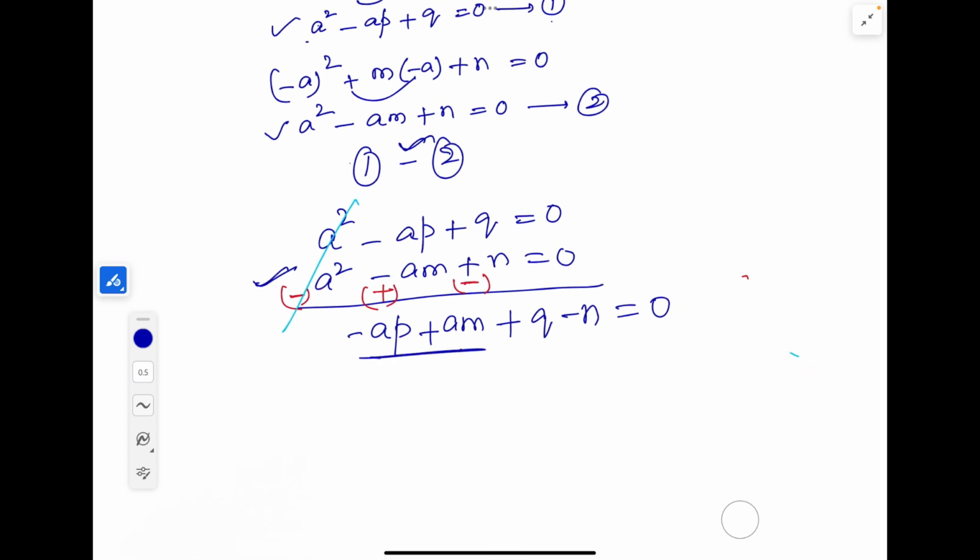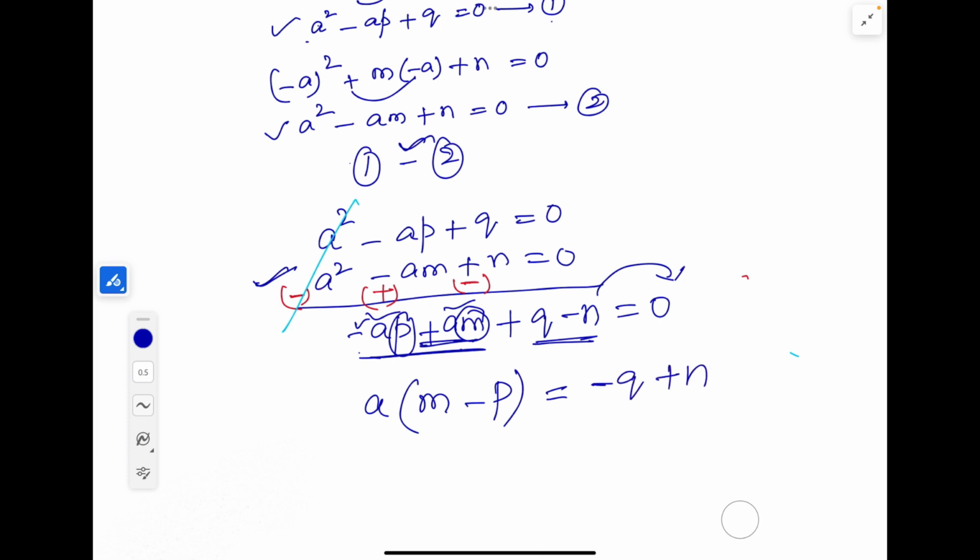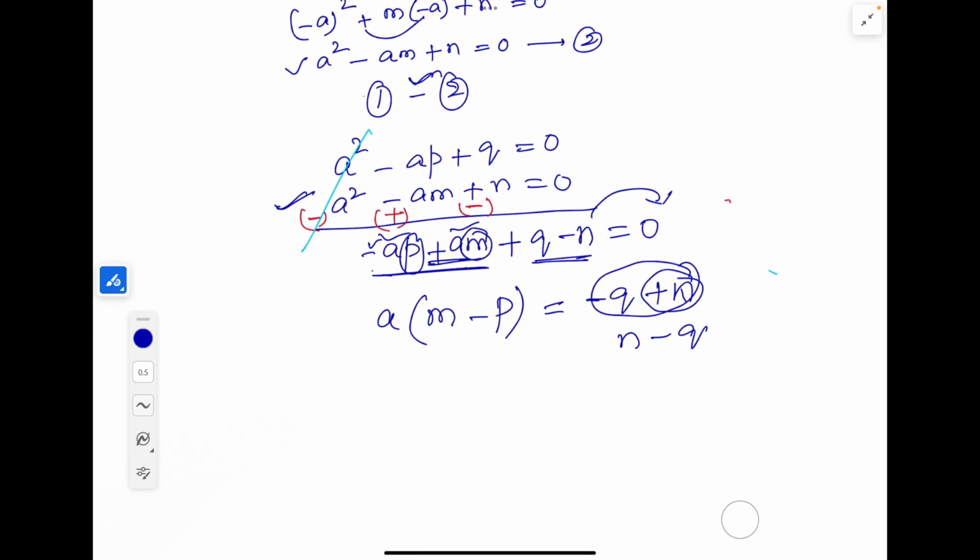Now children, in this, can I take a common? Yes or no? For this both terms a is there, so take a common. So first let me write the positive term. So what I am left with, m negative p is left. Okay, now take these both the terms that side, you will get minus q plus n. Can I also write this as n minus q? I am trying to write positive term first, so it can also be written as n minus q.